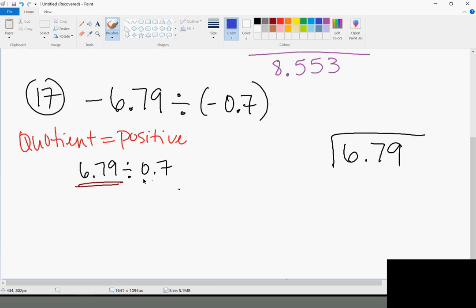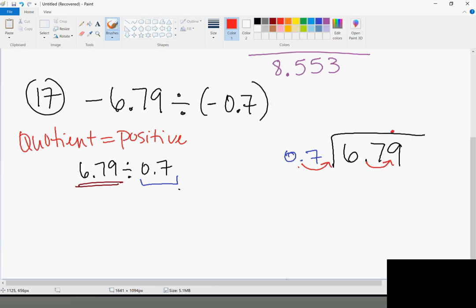6.79, and then the divisor 0.7 is going to go out here. Okay? Alright, so now when you're dividing decimals, the divisor has a decimal place, so we need to move this however many times to make this a whole number. We want that 0.7 to be thought of as 7. But if I move the decimal here one time, I have to move it here one time. So that means that the decimal in our quotient is going to be right here.